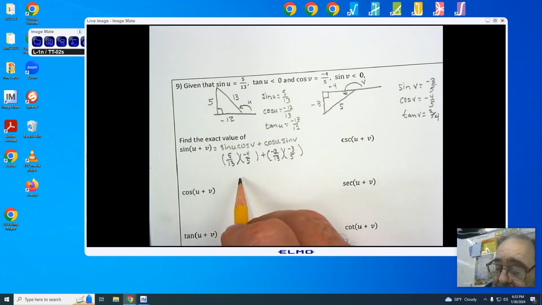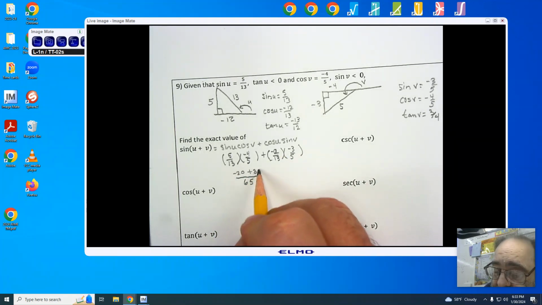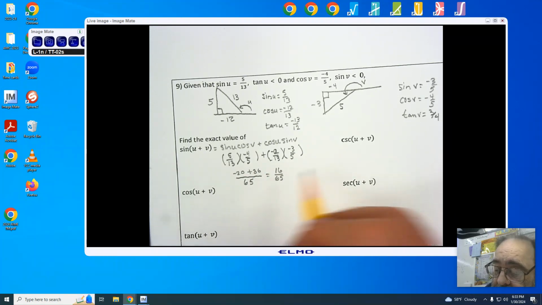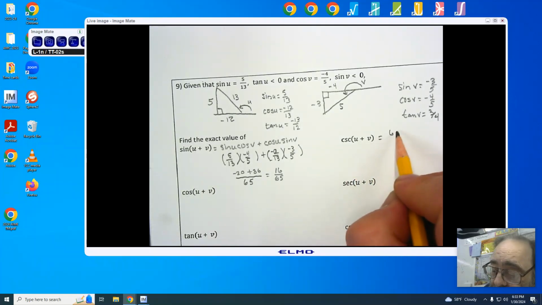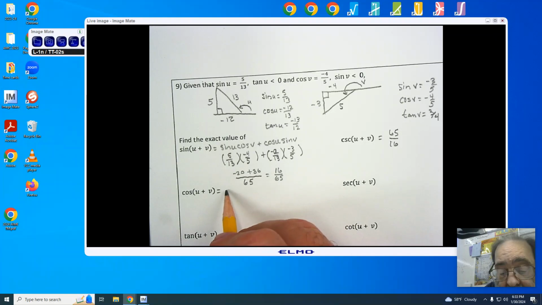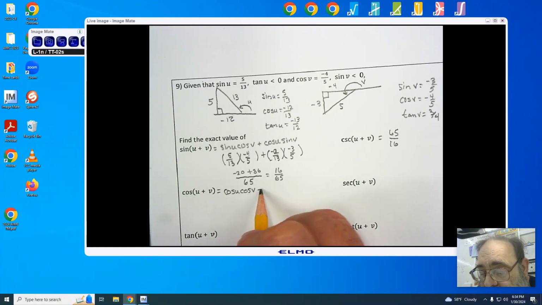I'm now going to end up getting a common denominator of 65, and I have a negative 20, and I have a positive 36. I end up getting the answer 16/65. Now, in order to find your cosecant, all you do is take the reciprocal, 65/16. Then move on to the next problem. Cosine u plus v. This is cosine u cosine v minus sine u sine v.